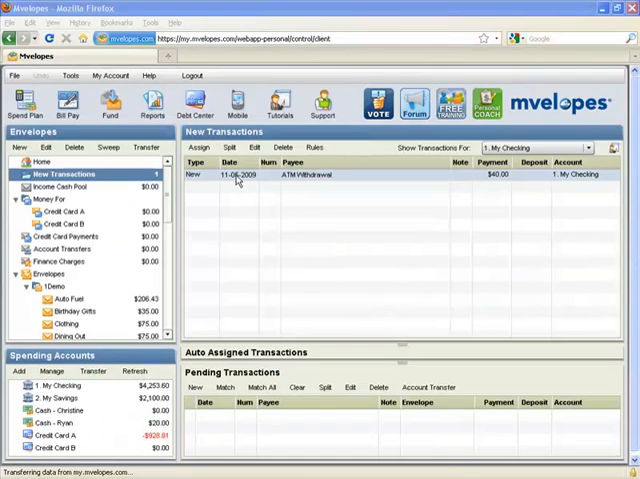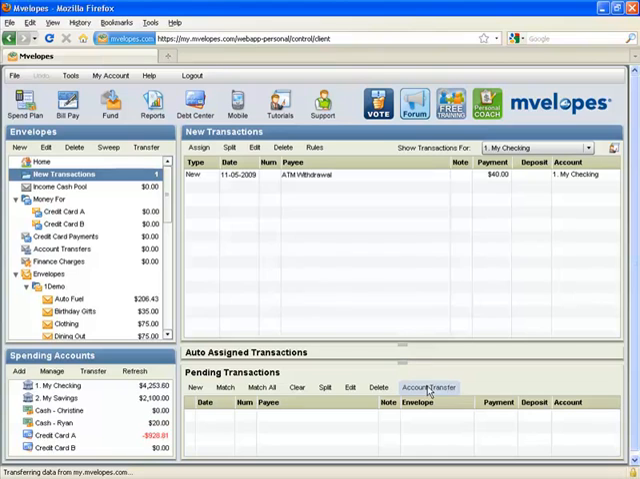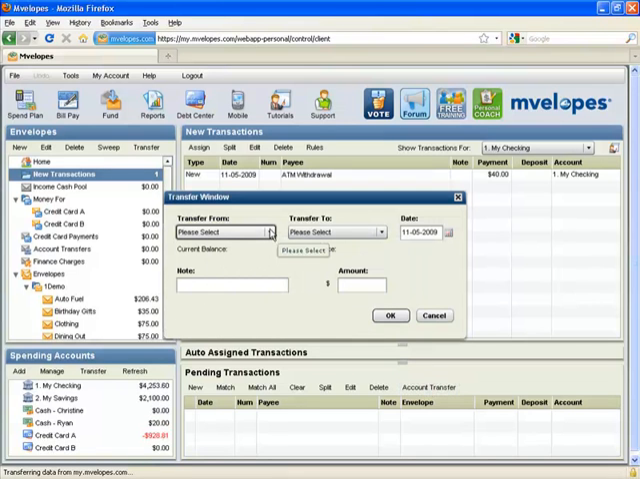Notice that I have an ATM withdrawal from the checking account for the amount of $40. To process this as an account-to-account transfer from the checking account to Ryan's offline cash account, first we'll click on Account Transfer down here in the Pending Transactions Register, and we'll recreate this transfer. The source account is 1 My Checking. Transfer 2 is Cash Ryan. This happened on November 5th. The amount's $40, and I can put a note if I'd like.